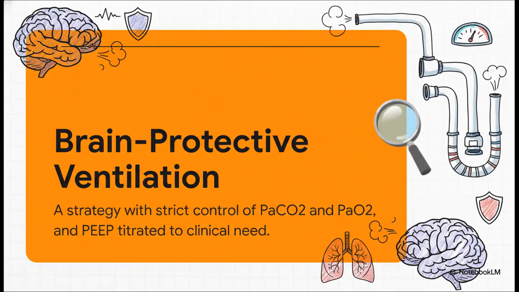Even something as basic as mechanical ventilation has to be adapted. We call it brain protective ventilation. And unlike your standard lung protective strategies where you might let the CO2 drift up a bit, here the number one priority is super tight control of carbon dioxide and oxygen levels. We do that to keep the blood flow in the brain stable and prevent any spikes in intracranial pressure.